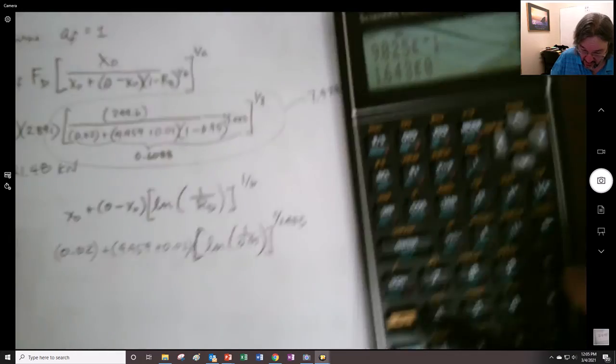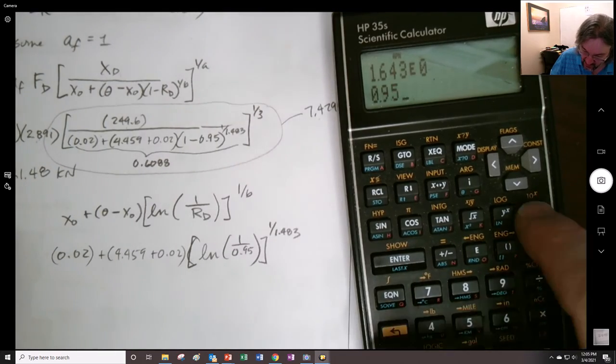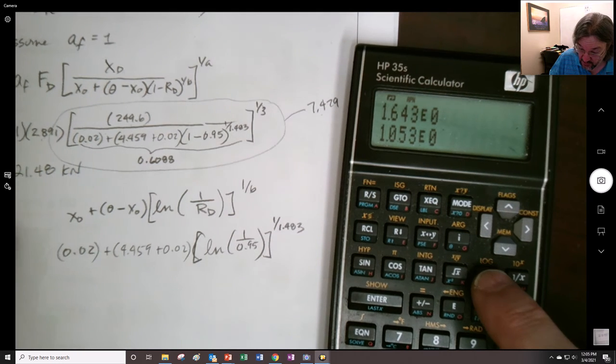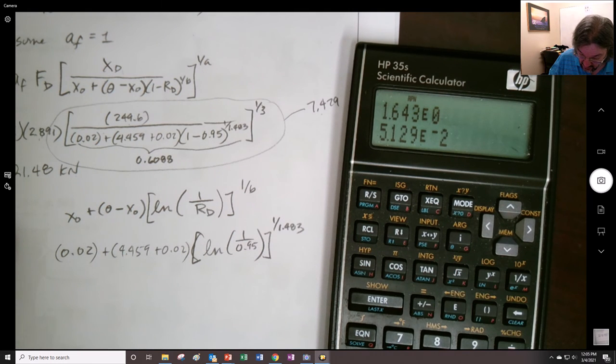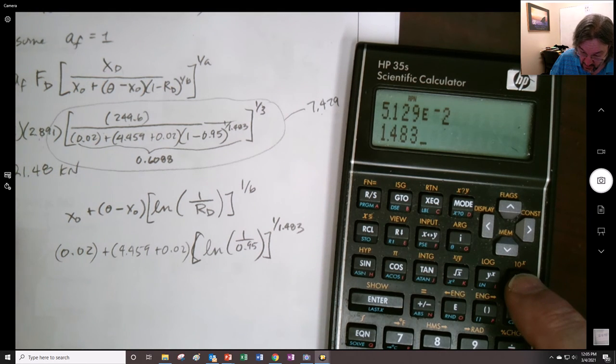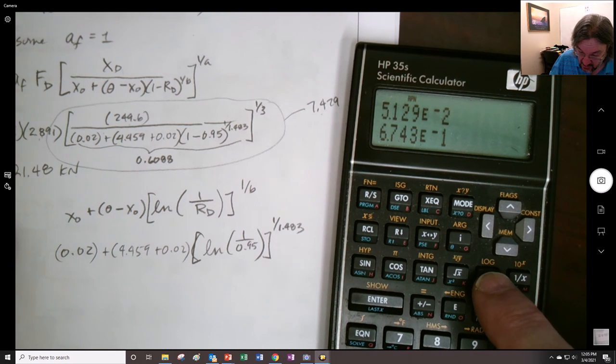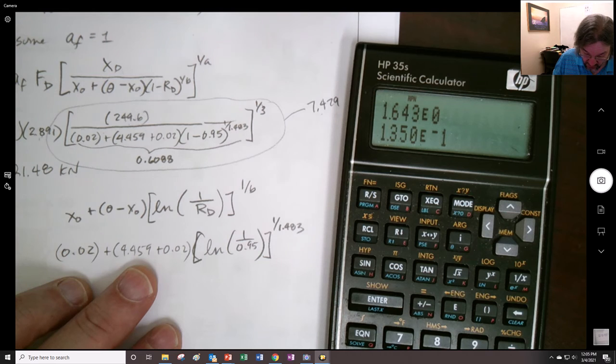So I take 0.95, take the inverse of it, take the natural log, and that's my blue button I reach there. And then I take 1.483, take the inverse of that. Now I'm going to raise that other one to that one. That's this button right here. Boom. And it's going to be multiplied by 4.